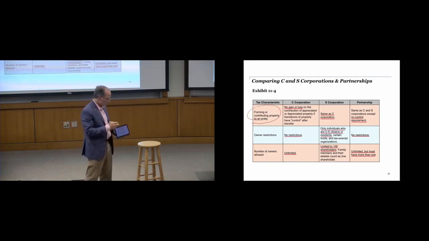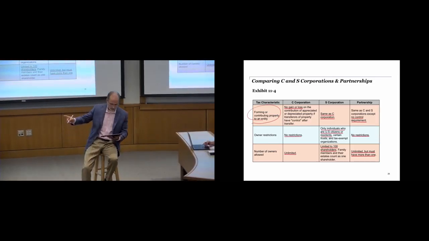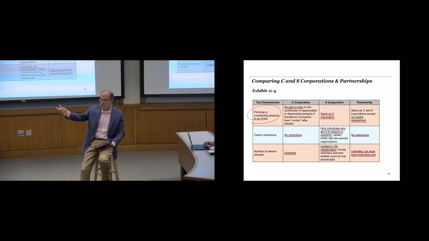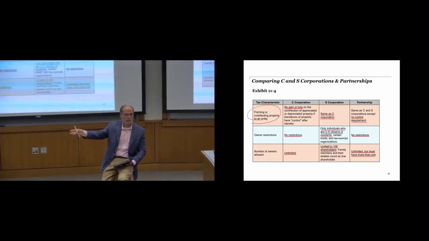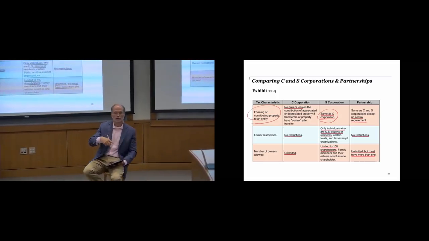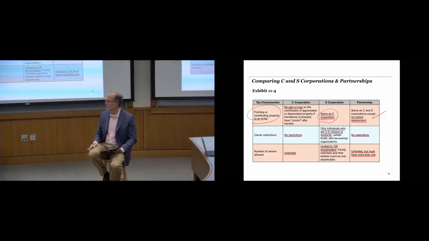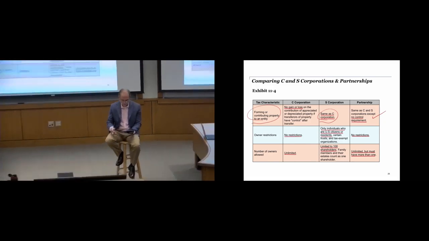So let's talk about formation, contributing property. C corporation, no gain or loss, you have to meet the 351 requirements, right? Three requirements. Transfer property, exchange for stock, control group. S corporation, same as C. 351 is the governing document. Partnership, no control requirement, right? I just have to get a partnership interest back. I can do 0.001 ownership and I can still make that non-taxable.